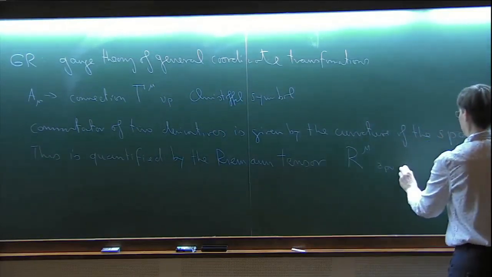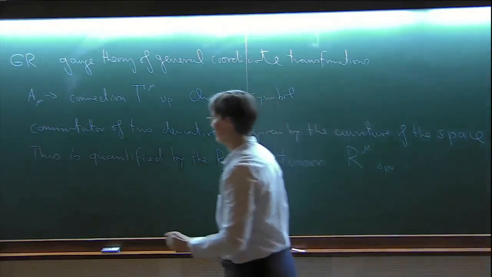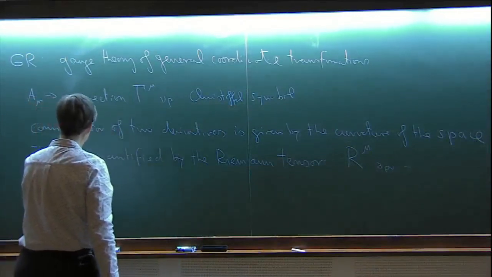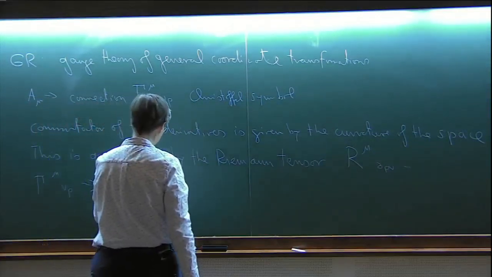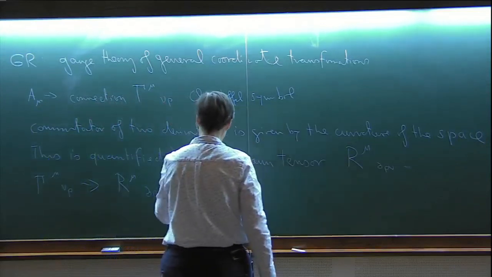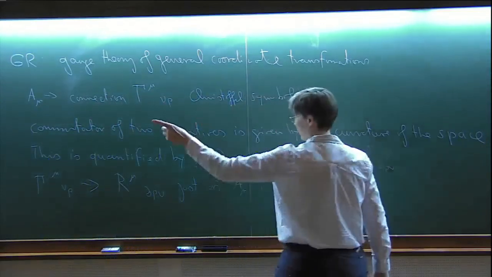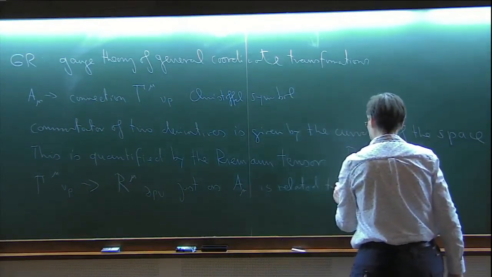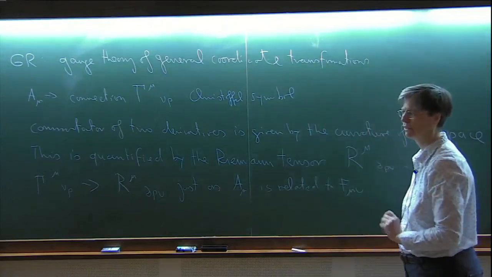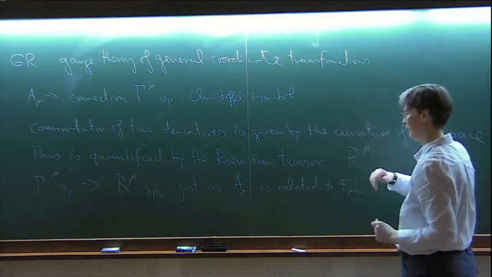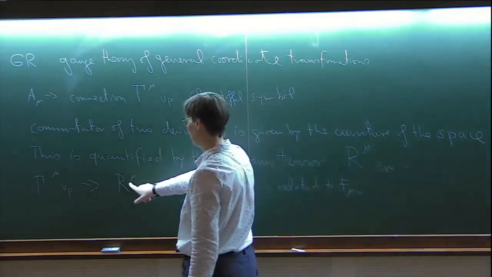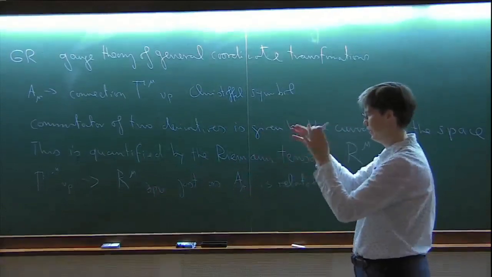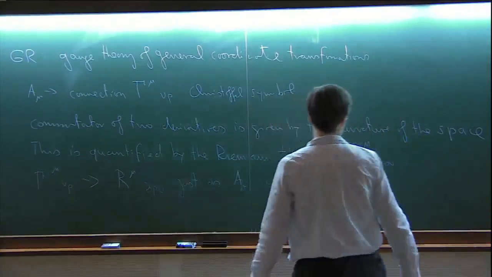So essentially the statement is that this Christoffel symbol is related to this Riemann tensor just as A mu from our gauge theory is related to F mu nu. Okay? So it's exactly the same structure. Mathematically, it's just a different symmetry. So this Riemann tensor tells you how much the difference between 2 vector derivatives on this curved space differs.